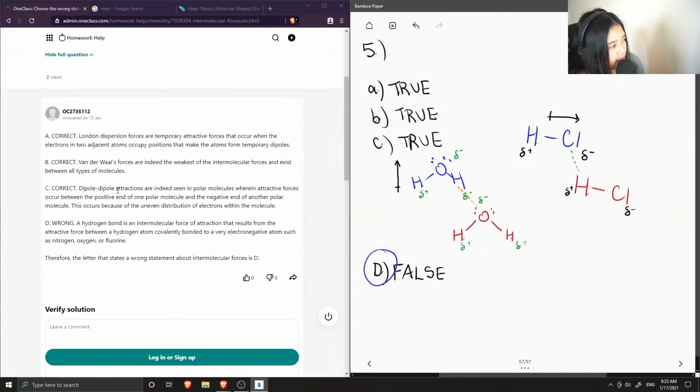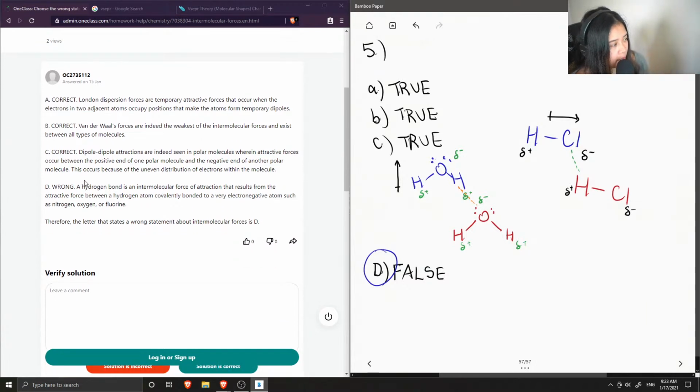C is correct. Dipole-dipole attractions are indeed seen in polar molecules, wherein the attractive forces occur between the positive end of one polar molecule and the negative end of another. This occurs because of the uneven distribution of electrons within the molecule.